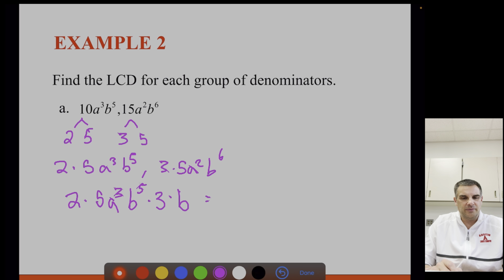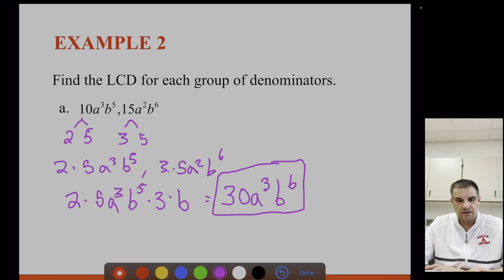So then what we end up having here is 2 times 5 times 3, which is 30, a to the 3rd, b to the 6th. And that's your least common denominator for this problem. Now, in the last thing, it said it's your greatest exponent. Honestly, I wouldn't write all of this down.